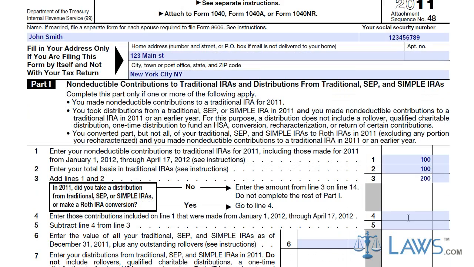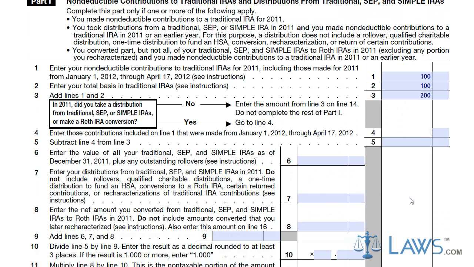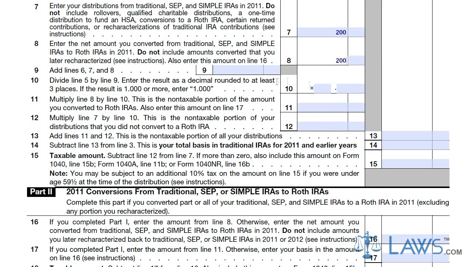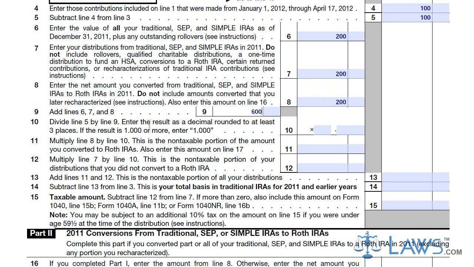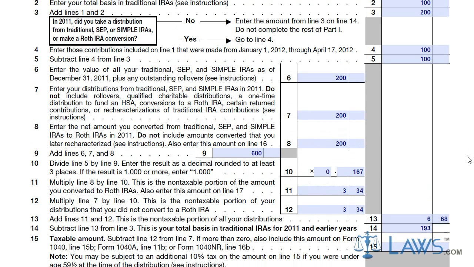In Part 1, you must supply a complete list of all non-deductible contributions to traditional IRAs and distributions from all traditional, SEP, and simple IRAs. Include the total amount of each contribution and deduction from your IRA account in the appropriate lines from line 1 to 14. You must calculate the correct amounts using the formulas provided. When you have completed all calculations, you must enter your final taxable amount on line 15. This amount will be the basis for your tax on withdrawals.